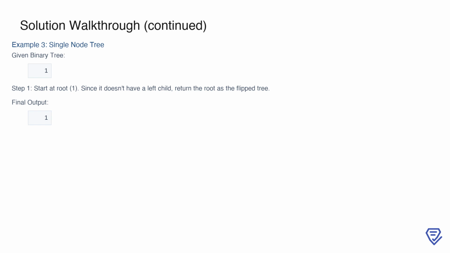Finally, let's consider the simplest possible binary tree, a single-node tree where the root is node 1. Since this node does not have a left child, no flipping is required. In this case, the root remains as it is, and the flipped tree is identical to the original tree. The final output is simply node 1, unchanged. This concludes the solution walkthrough for the binary tree upside-down problem.